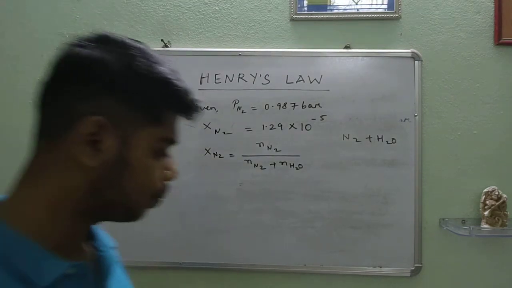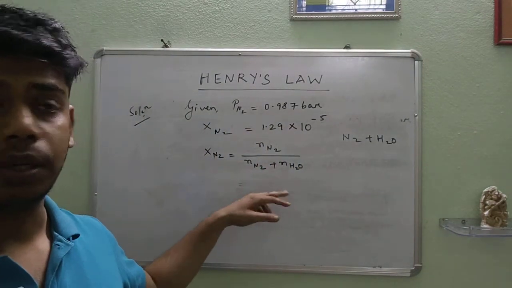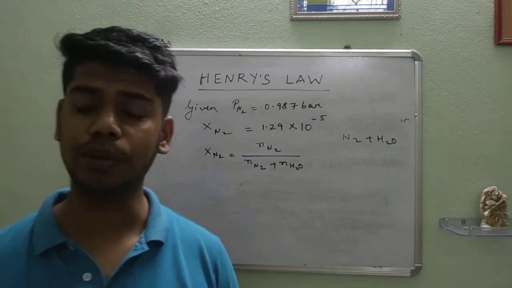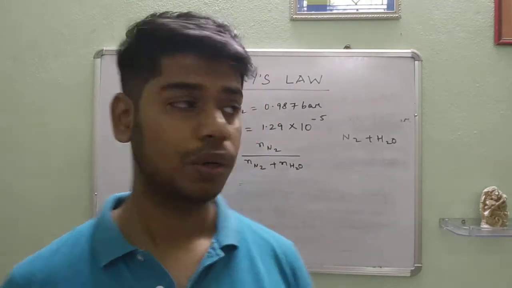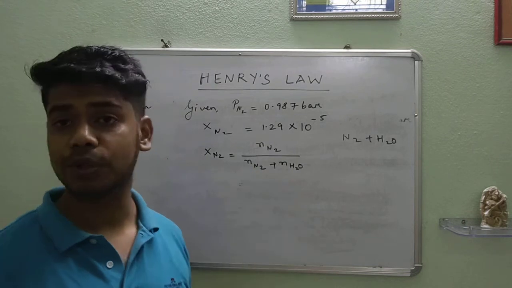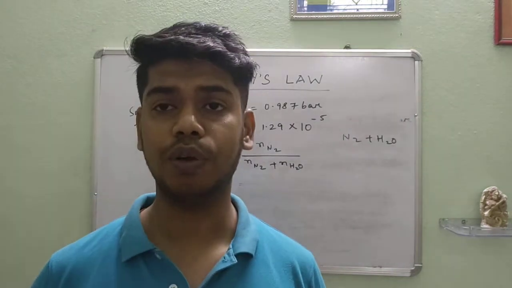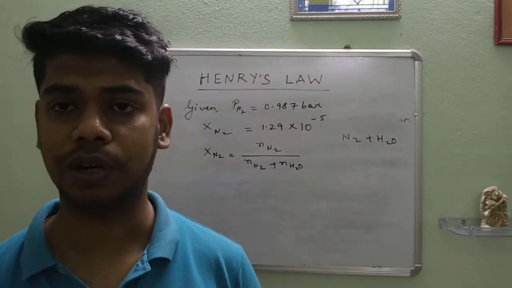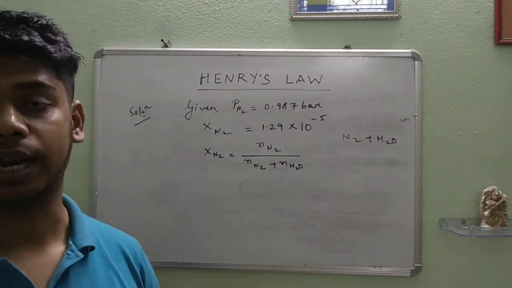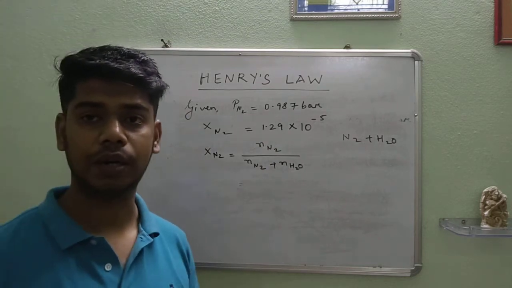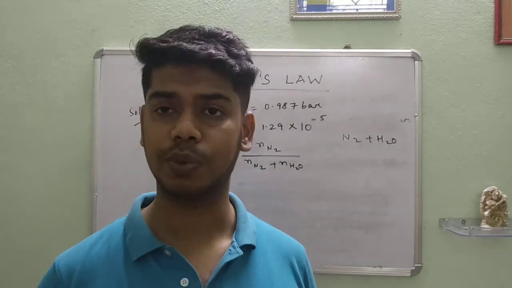But you see here, nitrogen is very less soluble in water. The solubility of nitrogen is very less in water. So the number of moles of nitrogen will also be less, right? As nitrogen is very less soluble in water, the number of moles of nitrogen that is soluble in water will also be very less. So in comparison to this one, this value can be neglected. Whenever we add two values, the value which is very small compared to the other can be neglected.